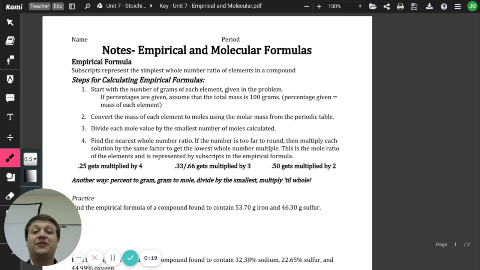For this, please make sure you've got your notes, something to write with. You will need a calculator and then you'll also need a periodic table. All right, so make sure you've got all that stuff, but otherwise let's go ahead and get started on this.